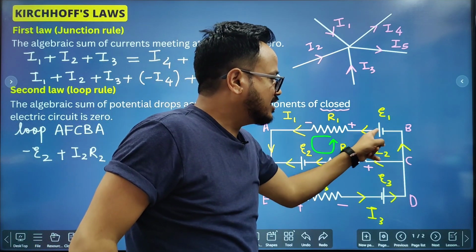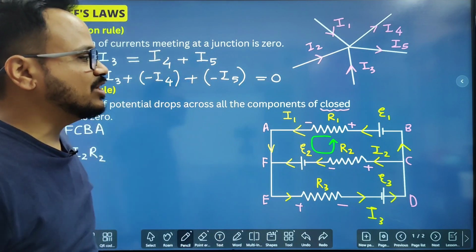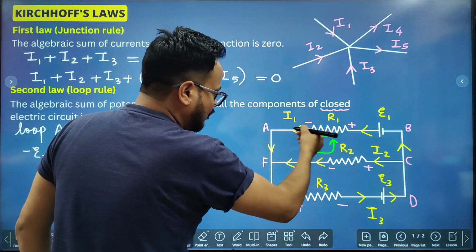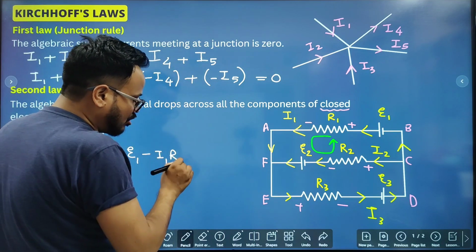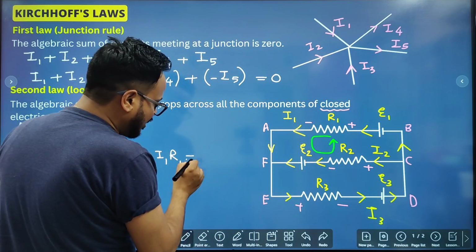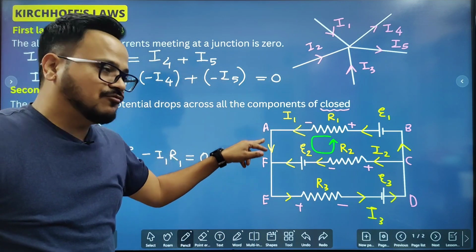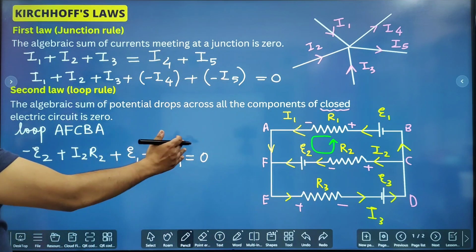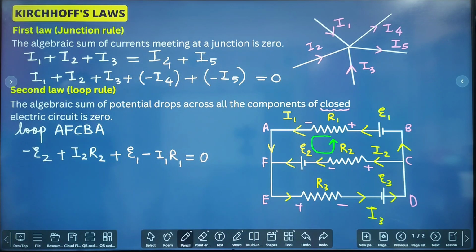Now move forward, and the next component is this, and now we are going from negative to positive. Negative to positive means we are going in the direction of increasing potential, so we will write plus E1, and again positive to negative, decreasing potential, minus I1 R1, because the potential difference across this is I1 R1, equal to 0. When the loop is complete, we started from point A and have again arrived at point A, so the total sum is 0. This is what the law is saying: the algebraic sum of potential drops across all the components of a closed electrical circuit is 0.